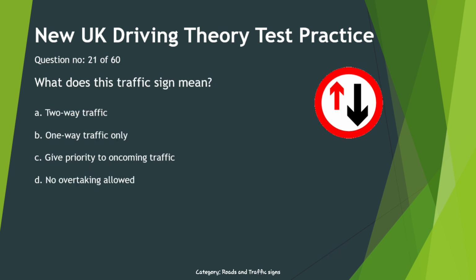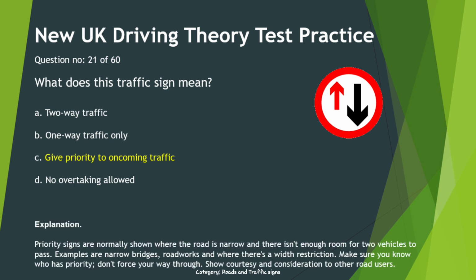Question 21 of 60. What does this traffic sign mean? A. Two-way traffic. B. One-way traffic only. C. Give priority to oncoming traffic. D. No overtaking allowed. The correct answer is C. Give priority to oncoming traffic. Explanation. Priority signs are normally shown where the road is narrow and there isn't enough room for two vehicles to pass. Examples are narrow bridges, roadworks, and where there's a width restriction. Make sure you know who has priority. Don't force your way through. Show courtesy and consideration to other road users.